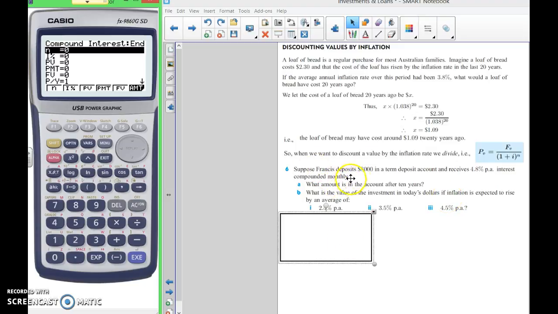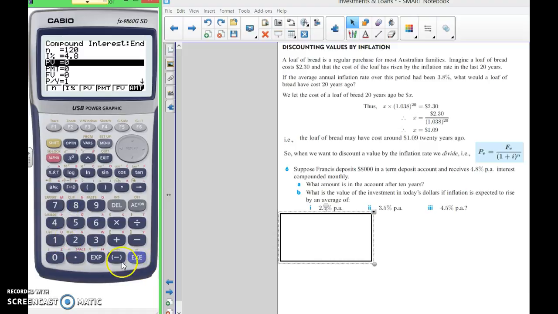So suppose Francis deposits $8,000 in a term deposit account and receives 4.8% interest compounded monthly. We're going to work out the amount in the account after 10 years. The first thing we need to work out is the number of periods. We've got 10 years and it's being compounded monthly, so straight away that's 120. Put that one in. Interest rate 4.8%.